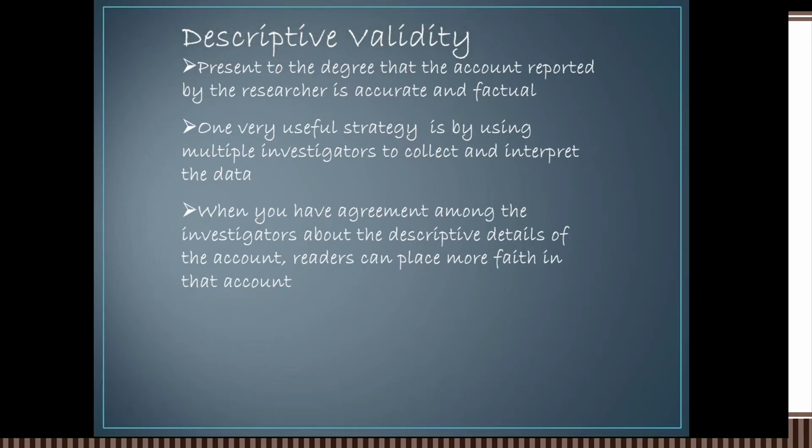So this is being able to show that what the researcher collected and what they saw was accurate and it was factual. And a very useful way of being able to have evidence of descriptive validity is to have multiple investigators. So if you have multiple people, multiple perspectives looking at this same situation or this same phenomenon, and they're still coming up with the same themes and the same overall results, then that's giving you this descriptive validity.